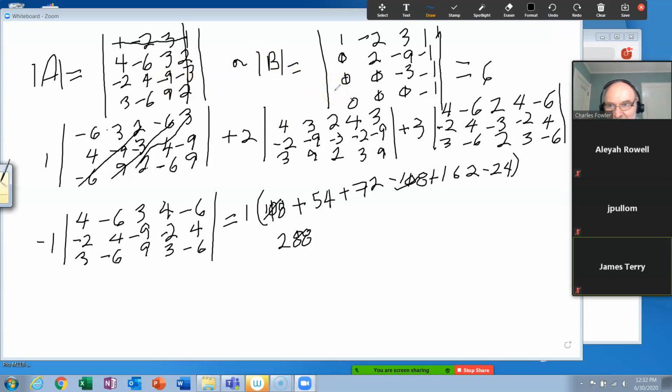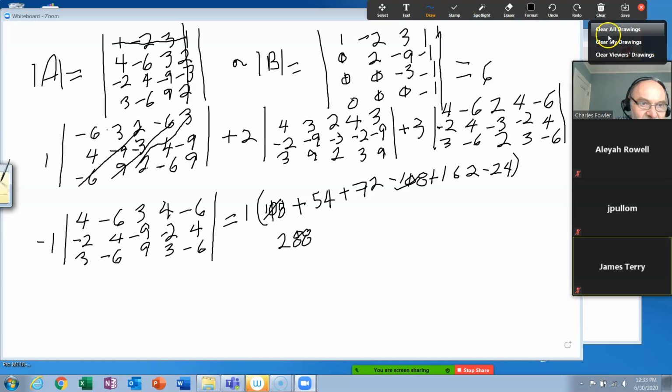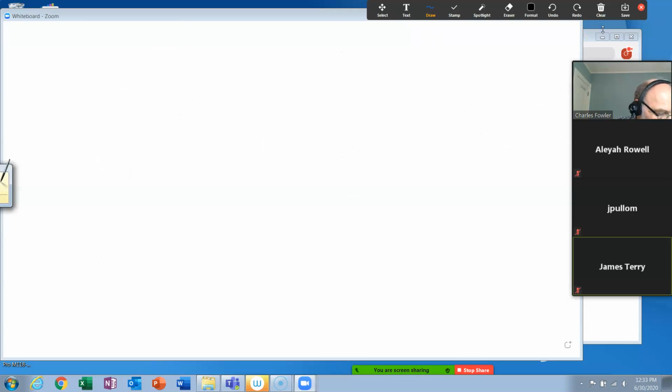I've already given it away, I think, by saying we did row reduction, but guess what? We only did row reduction with adding a multiple of one row to another row. And here's why I claim that. So I'm going to clear the screen, and let's do what they want us to do in example 1.